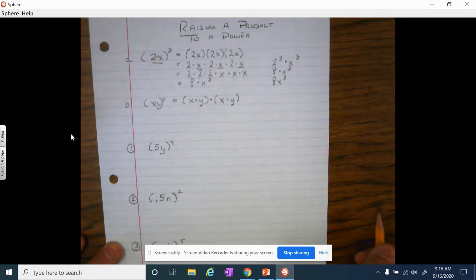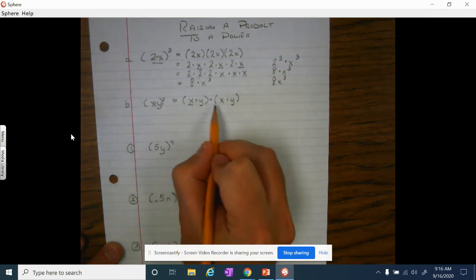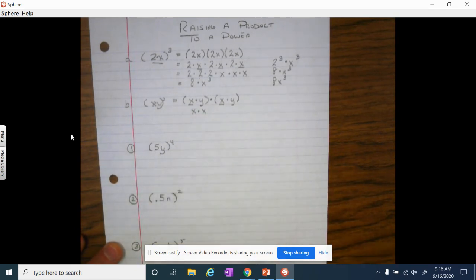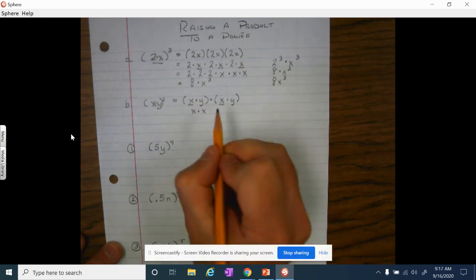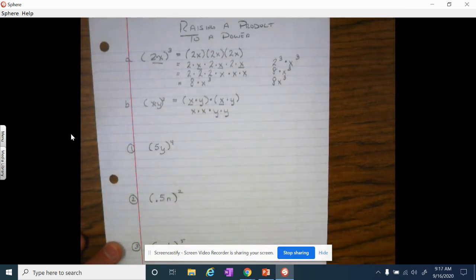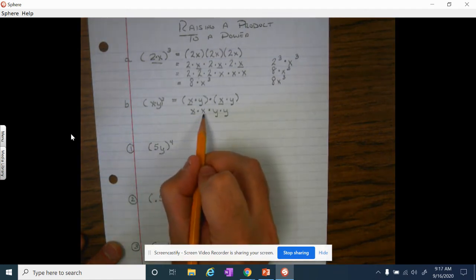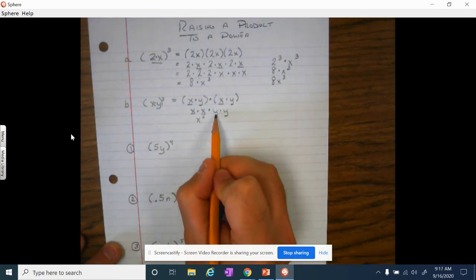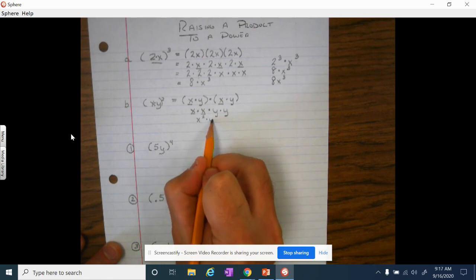Well, let's group like terms. So you can see that you have x times x. And the reason I'm able to do this is because of the commutative property. It doesn't matter when you're multiplying, when it's all multiplication, you can put them in any order because it's not going to change your answer. And so I group my x's, and now I'm going to group my y's. And so I can clearly see that I have two x's, so that's x squared. And I also have two y's, which is y squared.